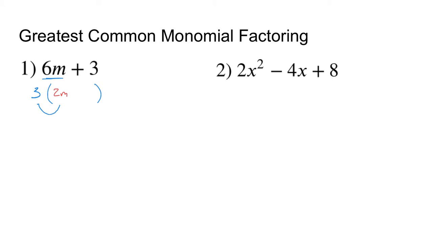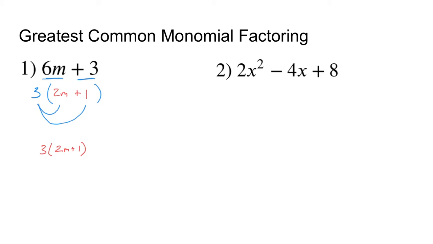I'll repeat that same process again and say 3 times what would give me positive 3. You got it. It's positive 1. So I've pulled out a GCF and have written the expression as 3 times the quantity of 2m plus 1. If you wanted to check yourself, all you'd have to do is distribute that 3 back through to see if you would end up back with your original problem.